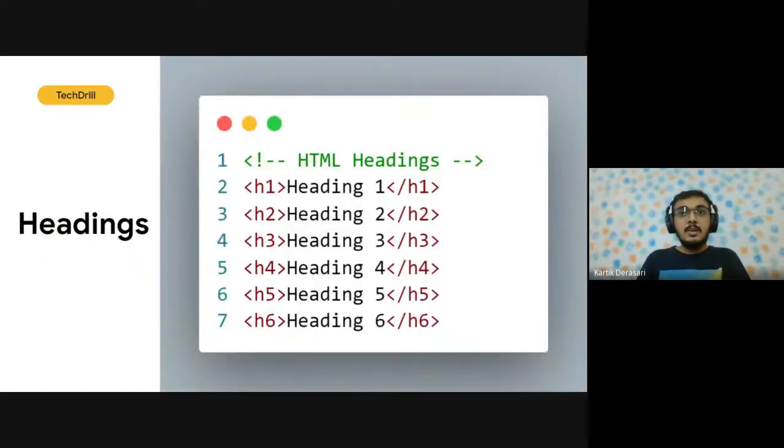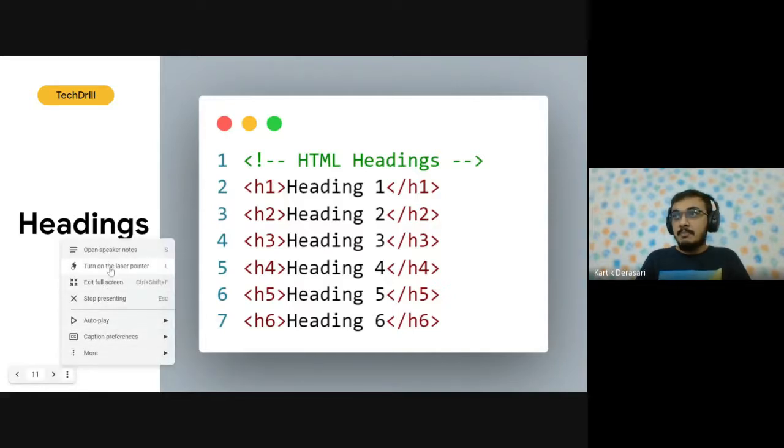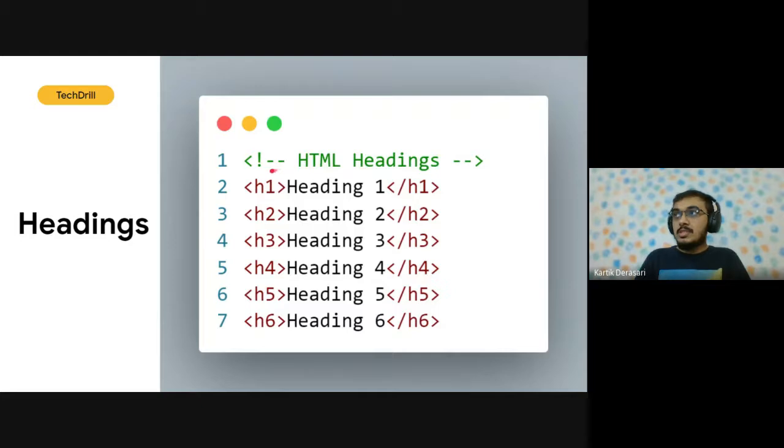Okay, so let us see how we can actually write HTML tags. This is how we can create headings using HTML. On the first line, you can see HTML headings is written. Let me just share the pointer. Okay, so this is how we basically write comments in HTML. Wherever you see this kind of line structure, it is not HTML code, but an HTML comment.